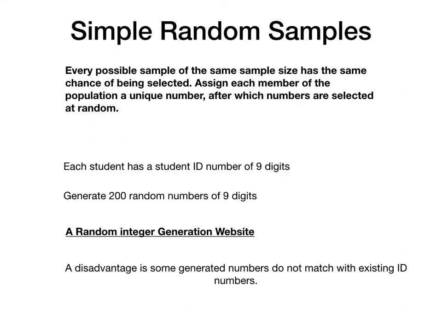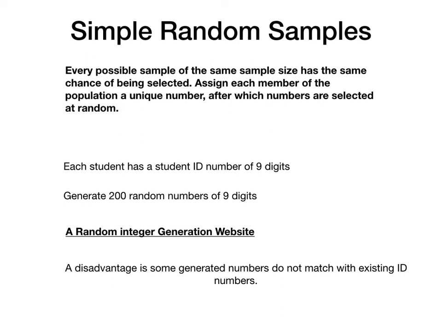First technique of the random samples: simple random samples. In this technique, every possible sample of the same sample size has the same chance of being selected, which means if you decide the size of a sample, in this case 200 students, then every subset of 200 students has the same chance of being selected.